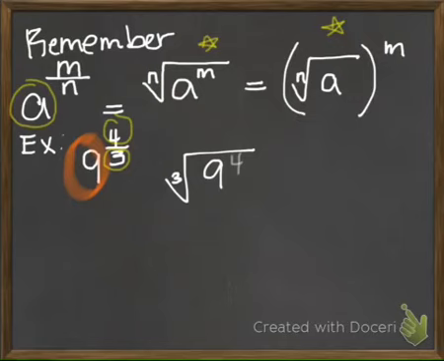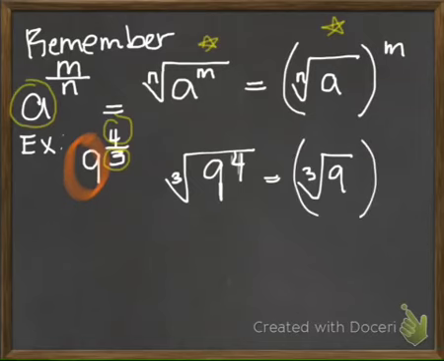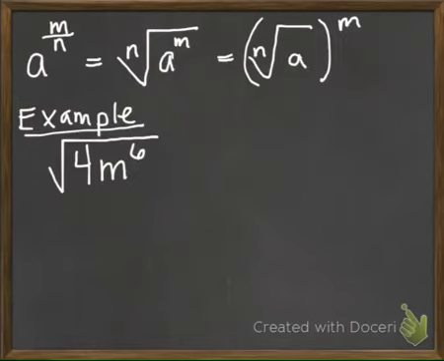So that's 9 to the 4th power. Okay, so this is what our answer would be. Another way that we could have written this was to take the third root of 9 and then raise the whole thing to the 4th power. So either of these versions is fine. The first one that we came up with right here would be the more commonly used one.